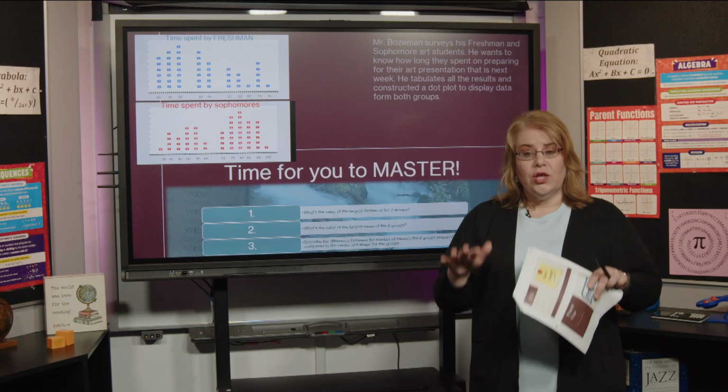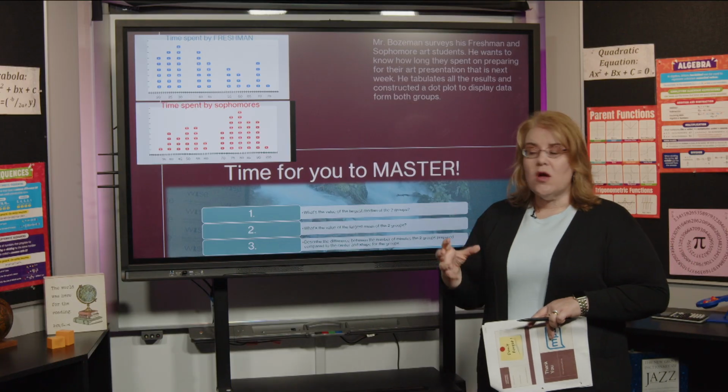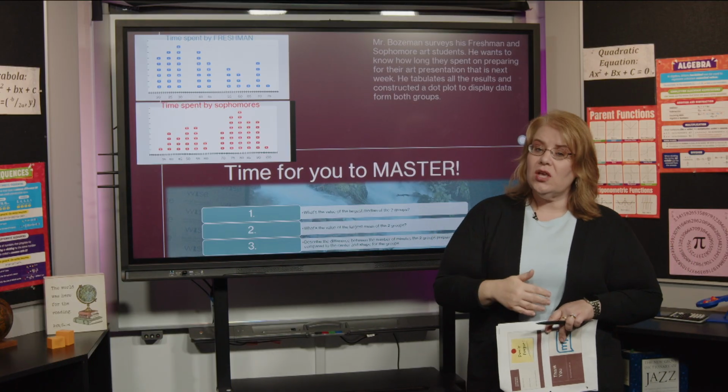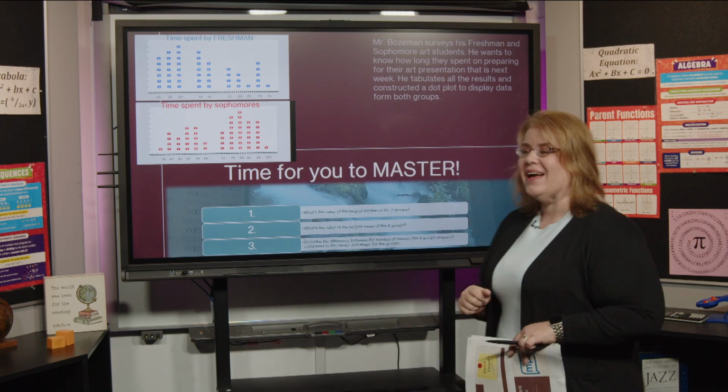Pause the video, you and your table partner, go ahead and work this out, noticing the graphs, noticing if they're skewed, if they're symmetrical. See what you can come up with, then come back to me and let's see what we got.